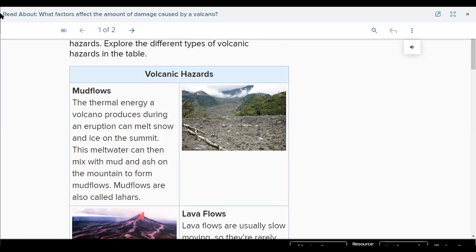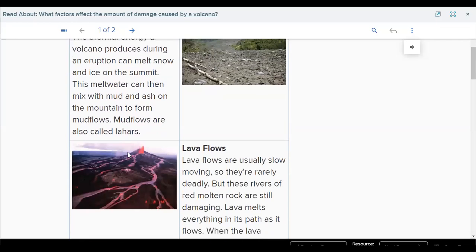So after that, the lava flow. Number one is mud flow, the first hazard that can be produced from a volcano after its activation. So we said that the thermal energy a volcano produces during an eruption can melt snow and ice on the summit. This meltwater can then mix with mud and ash on the mountain to form mud flows. Mud flows are also called lahars.